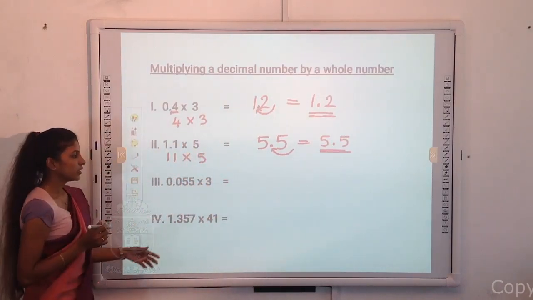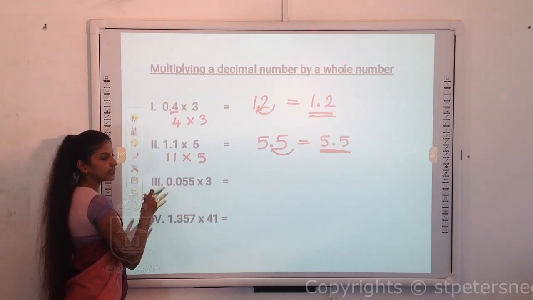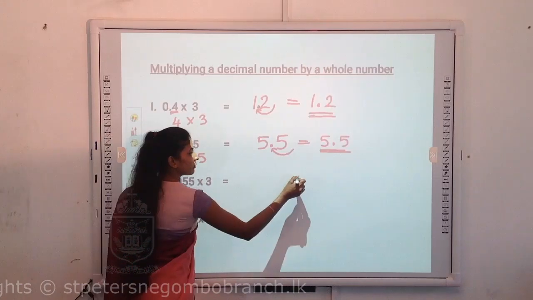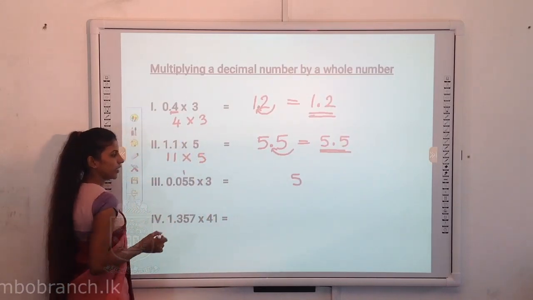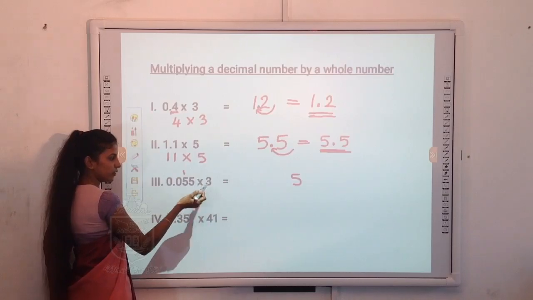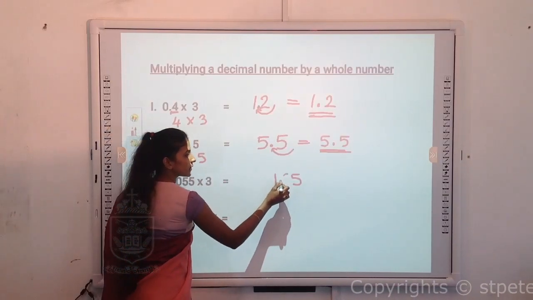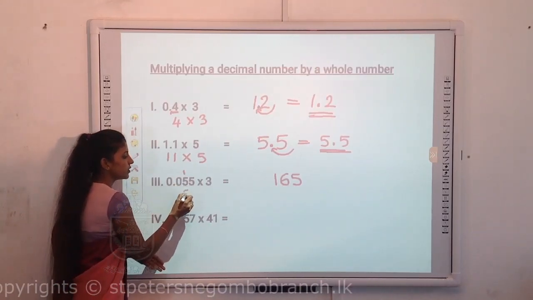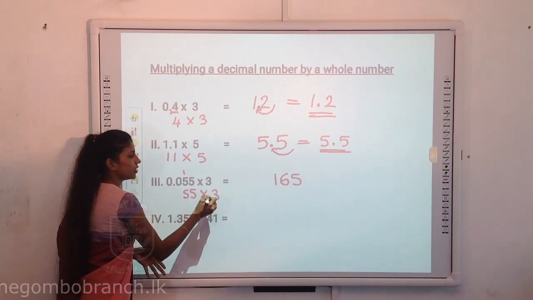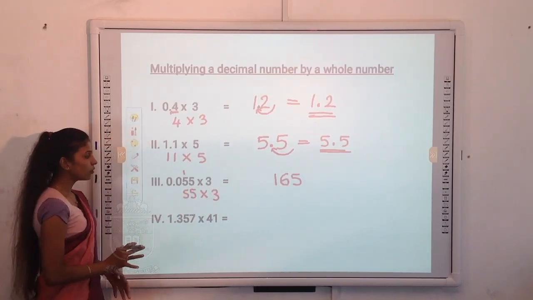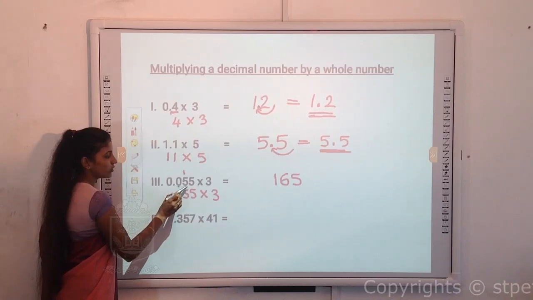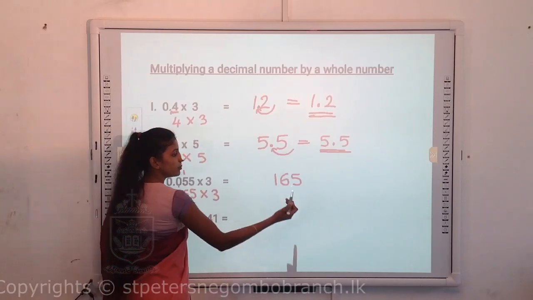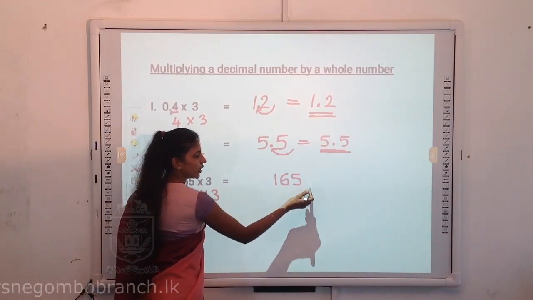Right. Next, same way we can multiply. Neglect the decimal point and just multiply. 5 times 3 is 15 and 1 remaining. 5 times 3 again, 15 plus 1 will give you 16, which means the final answer is 165. That means 55 times 3. If you multiply 55 by 3, you will have 165. Now count the decimal places. 1, 2, 3. After the point there are 3 places. So you have to come back 3 moves from the end.